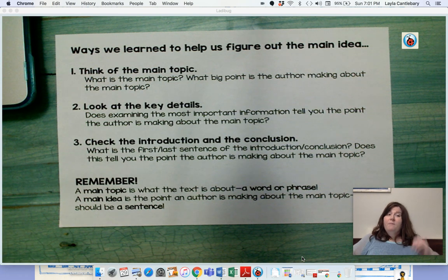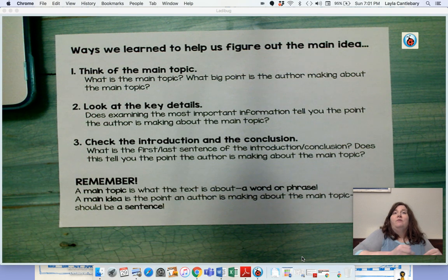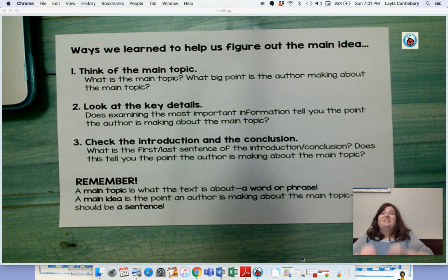And again, remember, a main topic is what the text is about. It's a word or a phrase, so one, two, three words. But a main idea is the point that the author is making about that main topic. So it should be a sentence. If somebody asks you what the main idea is, it should be a sentence. We're not looking for one or two words there.